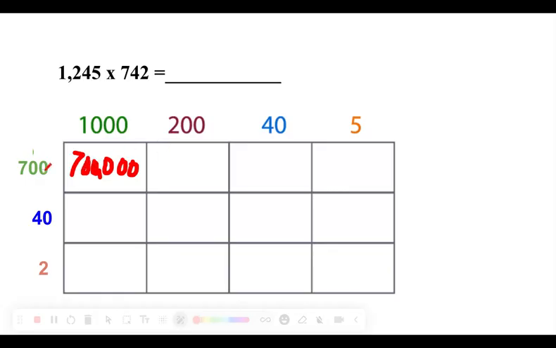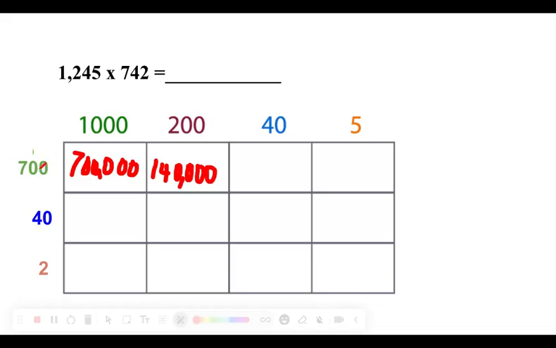Now we multiply the 700 times the 200. Again, only the first digits need to be multiplied. 2 times 7 is 14, so I write the 14. And then I count up all the zeros in the 200 and in the 700. There's 1, 2, 1, 2, which is 4. I need 4 zeros: 1, 2, 3, 4, which is 140,000. Put that little comma.